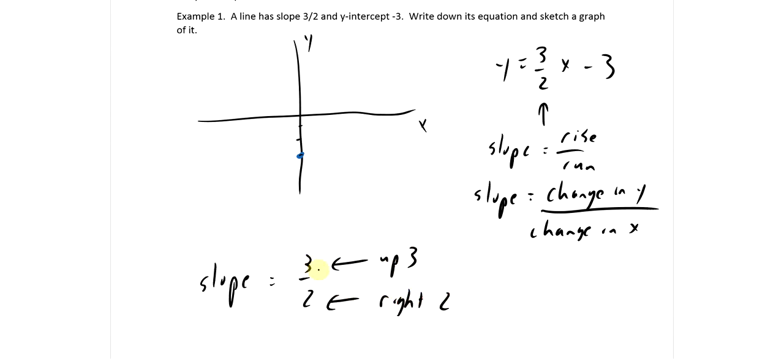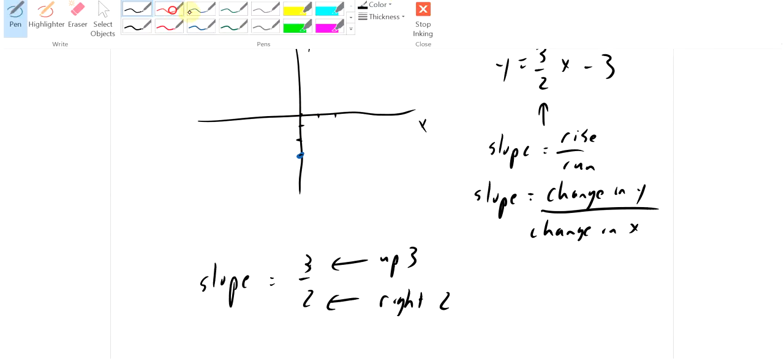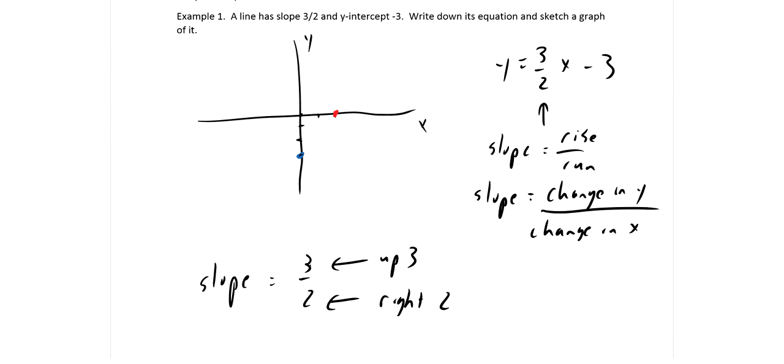This is referring to vertical, moving up and down along the y-axis. This is moving left and right along the x-axis. So up 3, 1, 2, 3, and then over 2 brings me to this point. That's on the x-axis, so that's actually going to be my x-intercept. And so once I have the x-intercept and the y-intercept, sketching the line is really easy. You just draw a line through those 2 points.